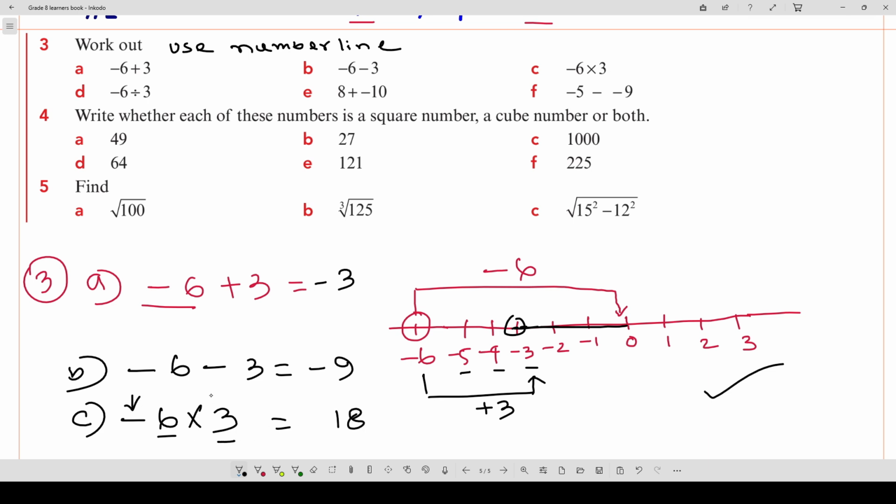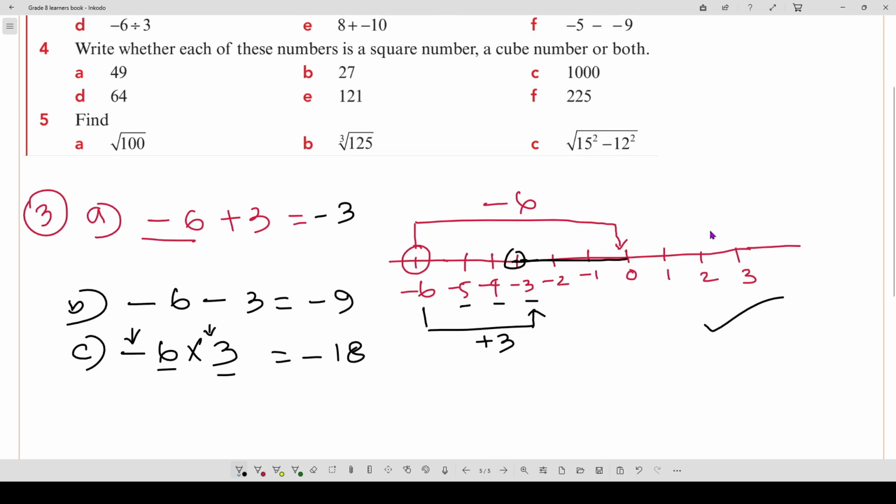Here is a minus and here is a plus. Once we multiply minus and plus, it will be minus, right? So this is -18. Number D, -6 divide 3. So first, 6 divide 3 is 2, and this is a minus, so it will be minus.